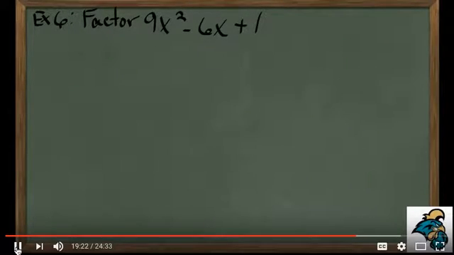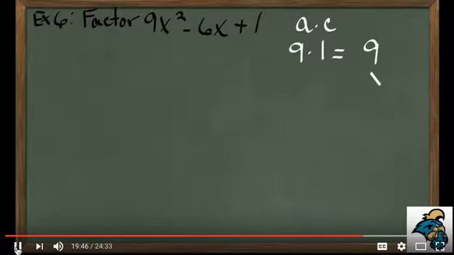Example 6. Factor 9x squared minus 6x plus 1. Again, the first thing you always want to do is look for a greatest common factor. We can see that there's not one in this problem, so I move on to my A times C method. So I start off with A times C. My A is 9, my C is 1. 9 times 1 gives me 9.